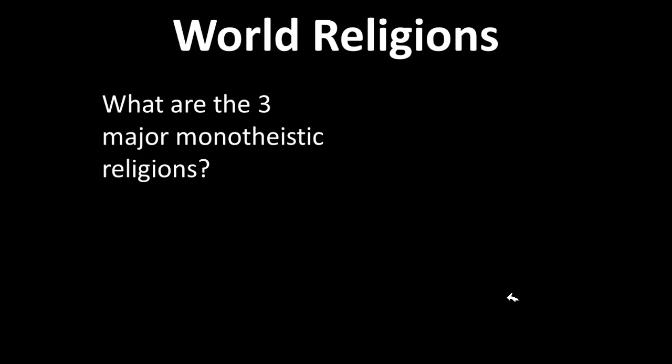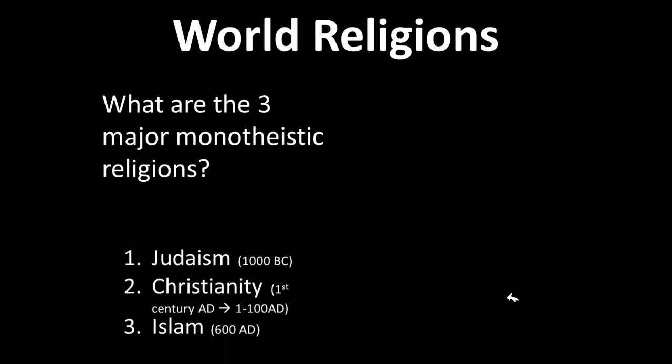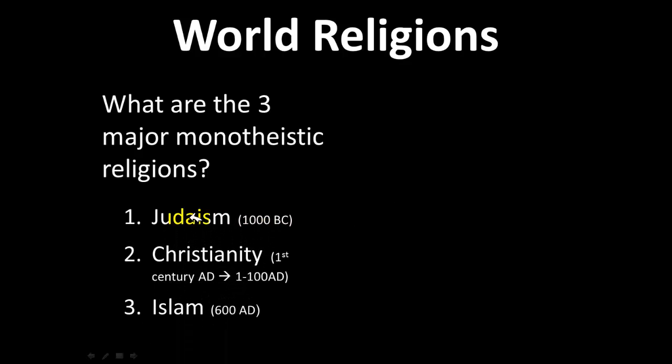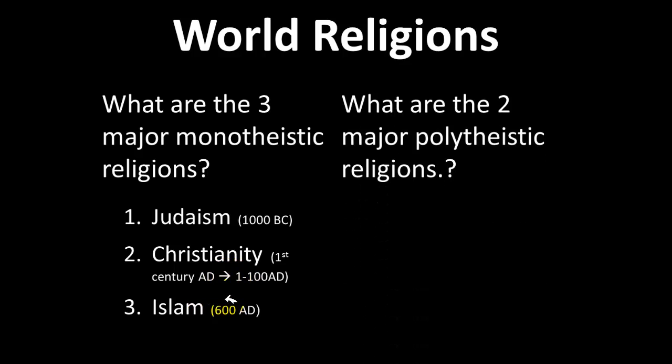Now, we will study three major monotheistic religions in this particular video, and let's get down to it. What are they? Well, the first one is Judaism. Judaism was founded around 1000 BC. Then we get to Christianity, which was founded between the 1st century AD and 100 AD. I apologize. And Islam, which was founded right around 600 AD.